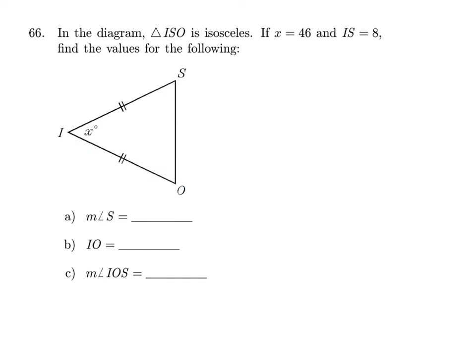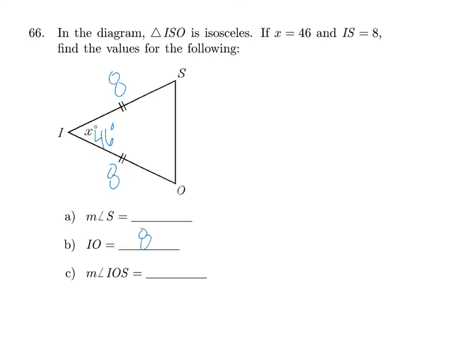All right, in the diagram, ISO is isosceles. We have the sides labeled. If x is equal to 46, this is 46 degrees, and IS is 8. Wait, that's 8 up here, so that makes the other congruent side 8. Find the values of the following. IO is 8.